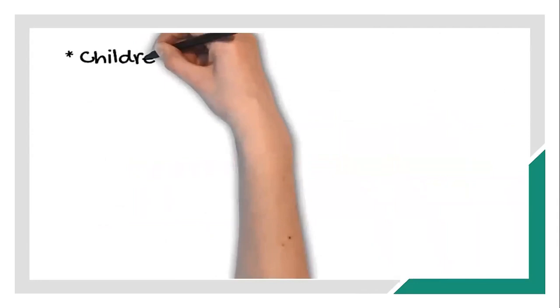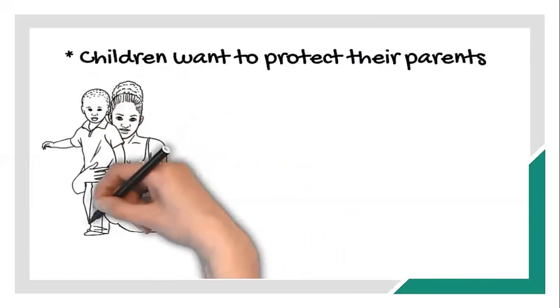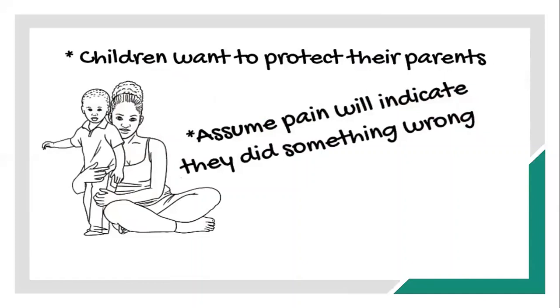In the first place, children want to protect their parents, as they are very tuned into the emotions of those around them, and they don't want their parents to become upset or sad. Children might also assume that pain will indicate that they did something wrong, as children often see any pain as suffering as punishment for something they thought they might have done wrong.